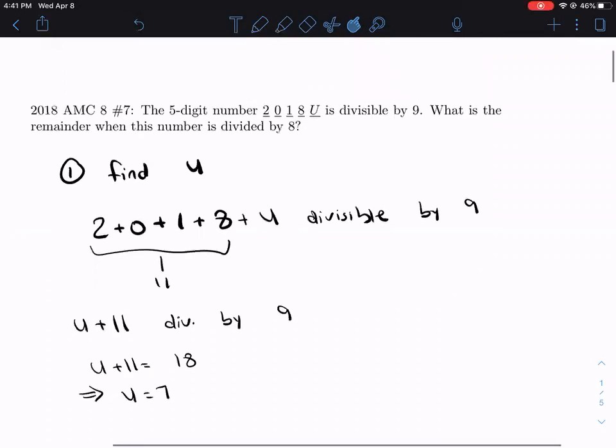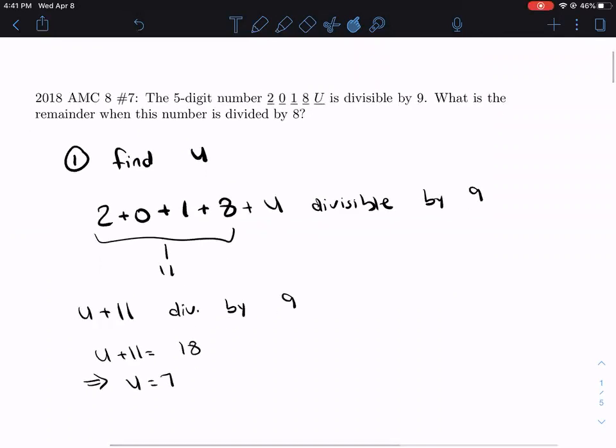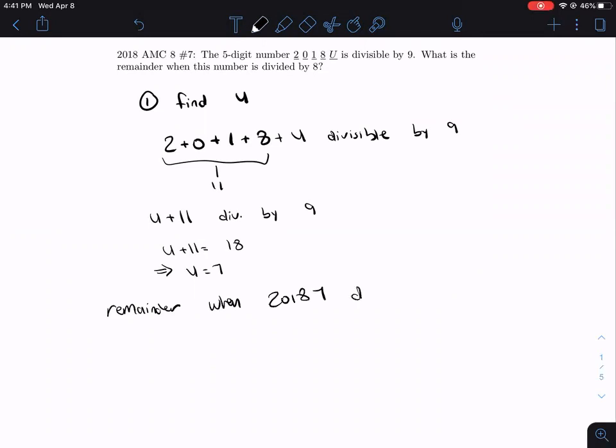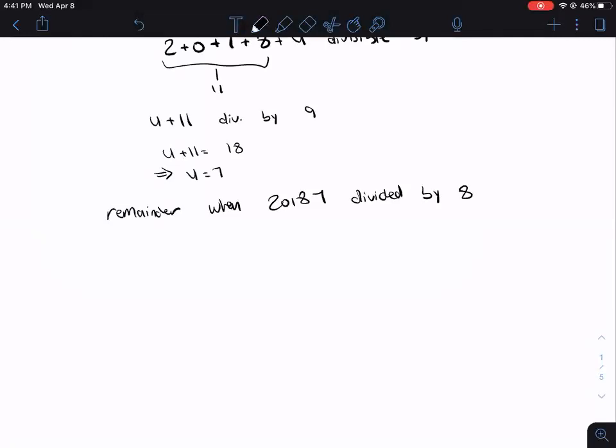So the next step is we want to find the remainder when it's divided by 8. So when 20187 is divided by 8. Once again, to simplify the calculations, we just consider the last 3 numbers, and this holds for remainders as well. Yeah, that's what David said as well. So 187 are the important ones.